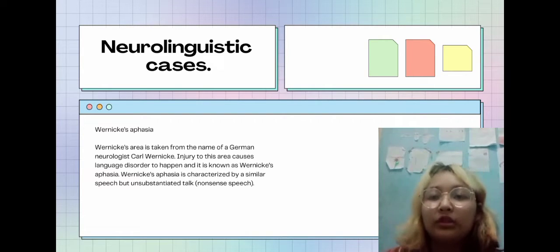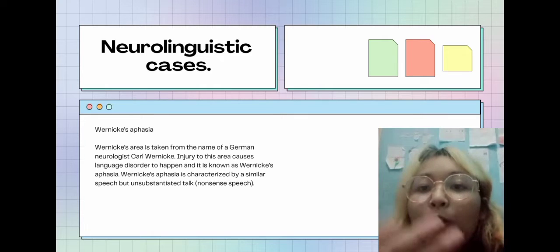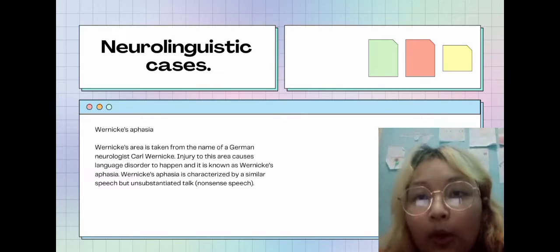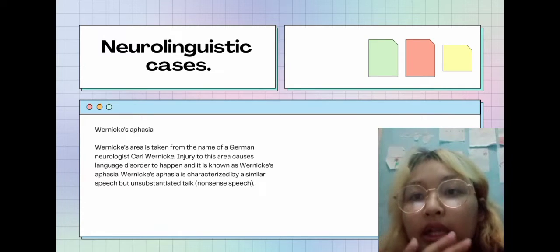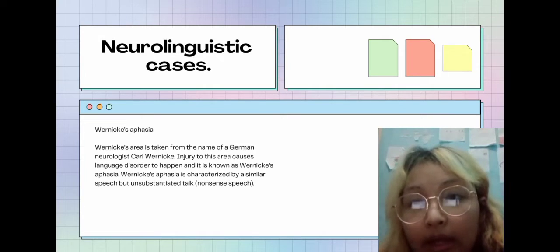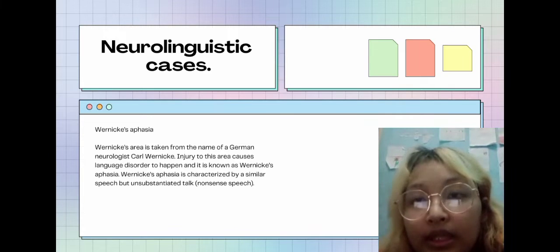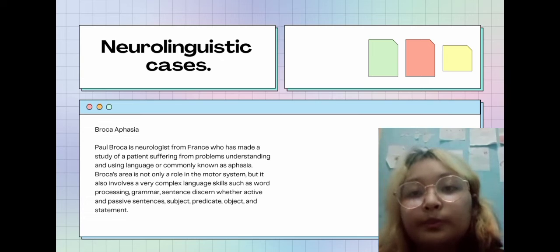And there are neurolinguistic cases. One is Wernicke's aphasia. Wernicke's area is named after the German neurologist Karl Wernicke. Injury to this area causes a language disorder known as Wernicke's aphasia. Wernicke's aphasia is characterized by fluent speech but abstract talk and nonsense speech.